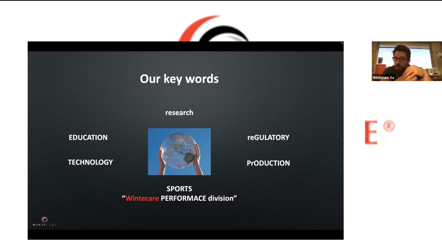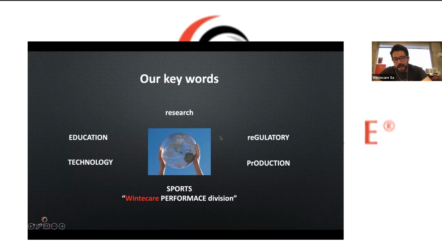Then there's a regulatory office taking care of the certification. We have several certifications: the CE mark, the FDA, the KFDA. We are getting the certification for Japan. We have the Russian certification. And then, of course, we are certified ISO 13485 as a medical device manufacturer, both from a product point of view and from a process point of view.